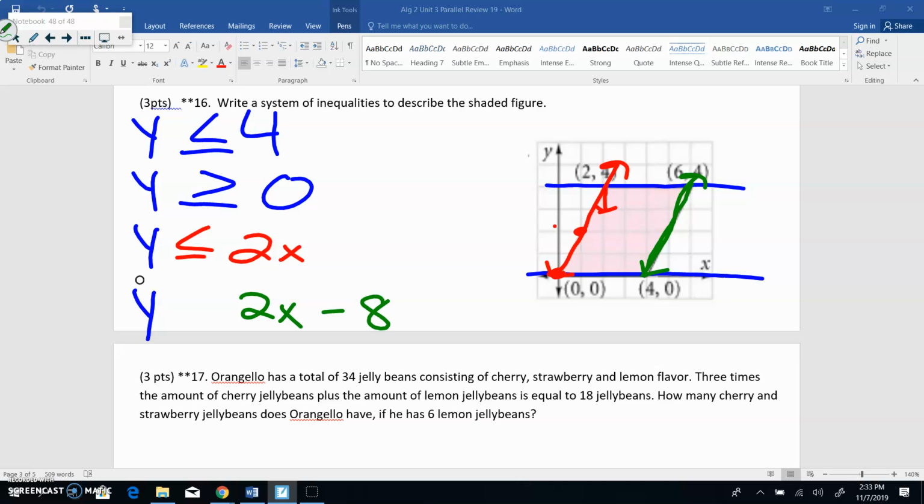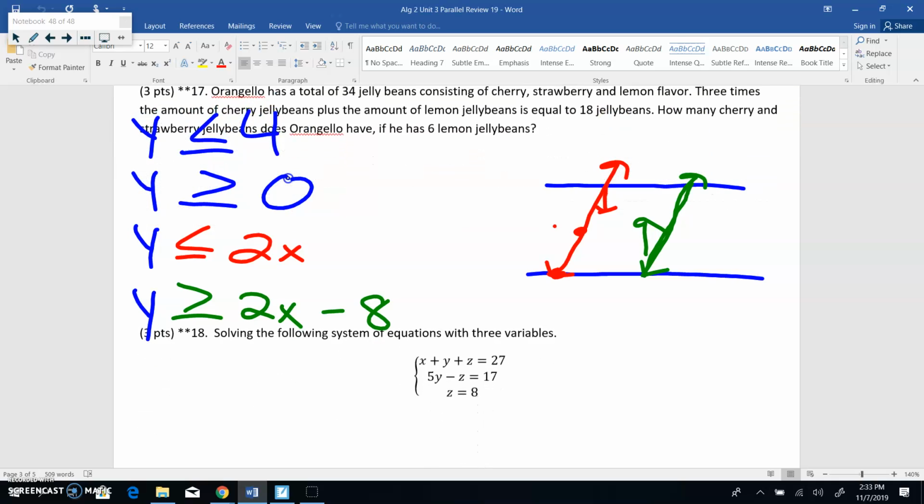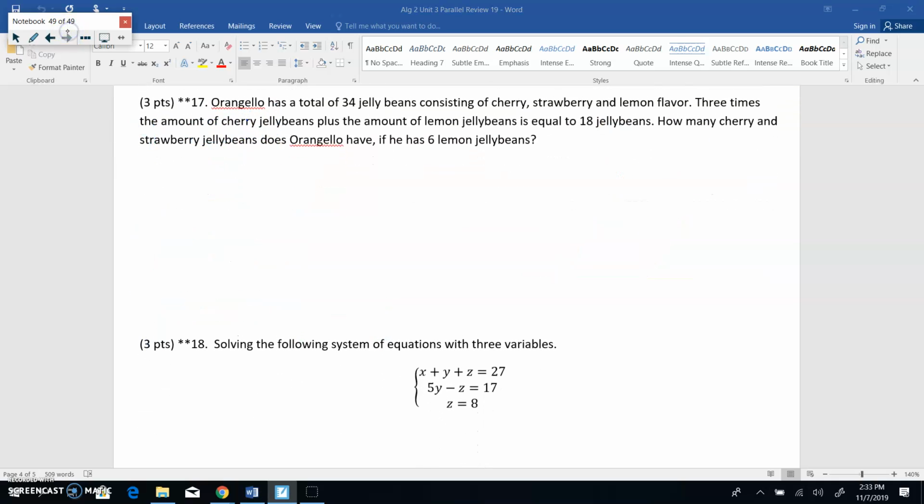Just try your best. Okay, I look at my shading. My shading is above, so that would give me a greater than. All right, it is still a solid line, so I have the or equal to. Okay, so again, that is probably the toughest one on here. Try your best.